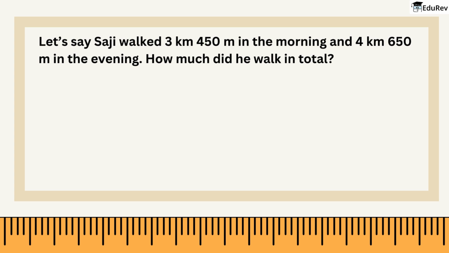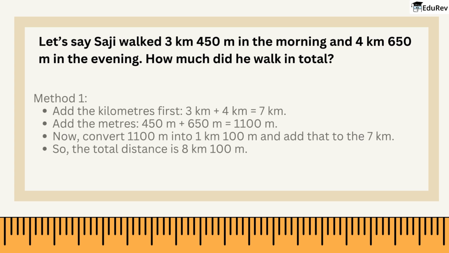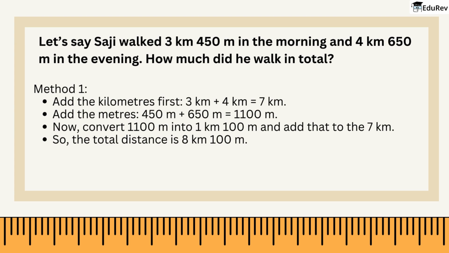Let's say Saji walked 3 kilometers 450 meters in the morning and 4 kilometers 650 meters in the evening. How much did he walk in total? You can do this in two ways. Method 1. Add the kilometers first.